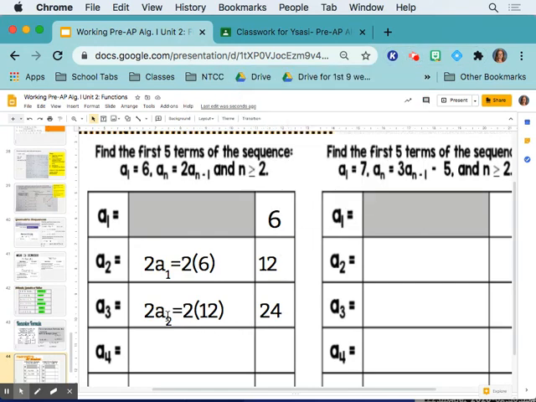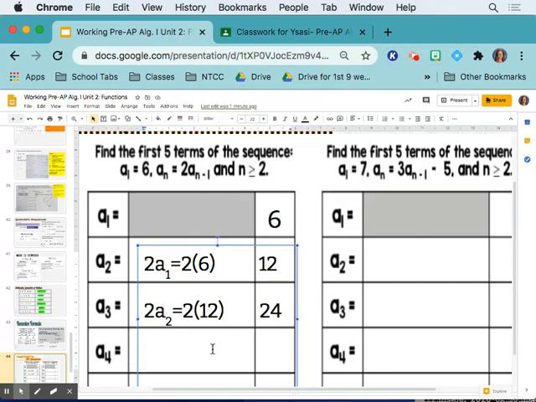All right. Let's look at how to find A4. We are going to do 2 times A3.